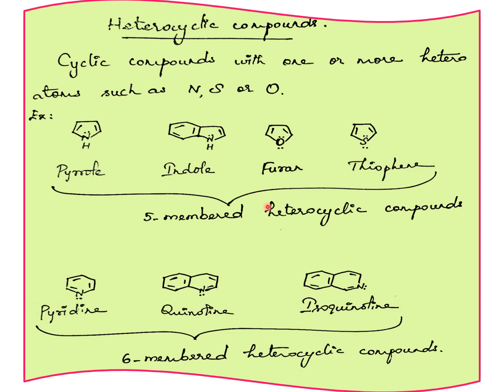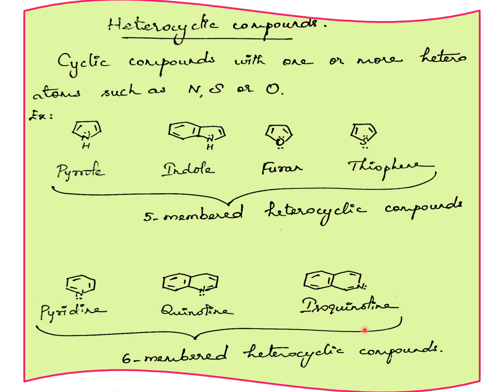Here these are all the examples for 5-membered heterocyclic compounds. It is pyrrole, a 5-membered ring. Here one of the atoms is nitrogen. This is another example of a nitrogen containing 5-membered heterocyclic compound. It is known as indole. It is also a 5-membered heterocyclic compound. We are having oxygen as a heteroatom. And this is thiophene. We are having sulfur as a heteroatom.